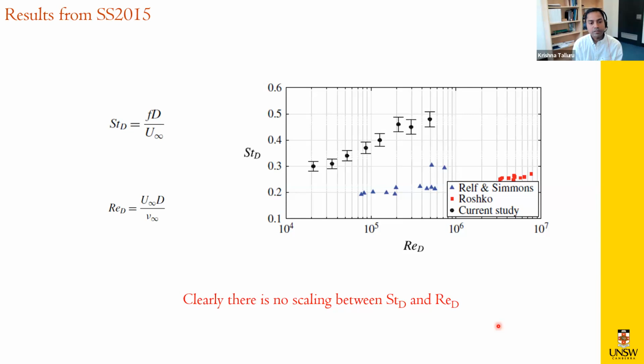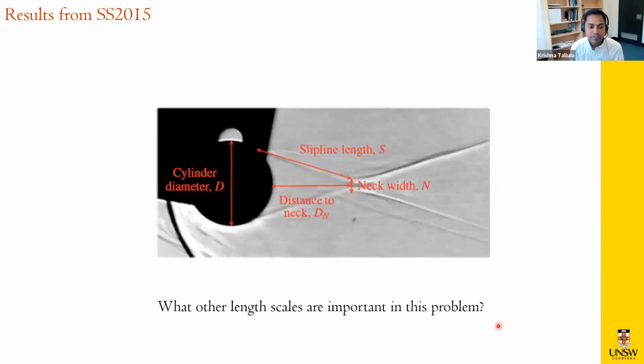Then this brings us a question: are there other important length scales? So let's consider. Here is just a static image. If you look at possible length scales that we could use, we already used the cylinder diameter. We could use the distance from the base or the rear end of the cylinder to the neck region. We could also use the width of the neck region, as well as the shear layer length from the point of separation to the point of the neck.